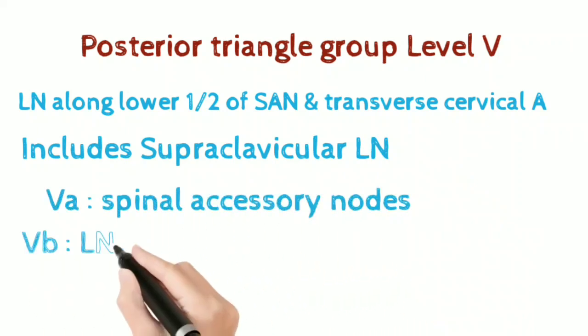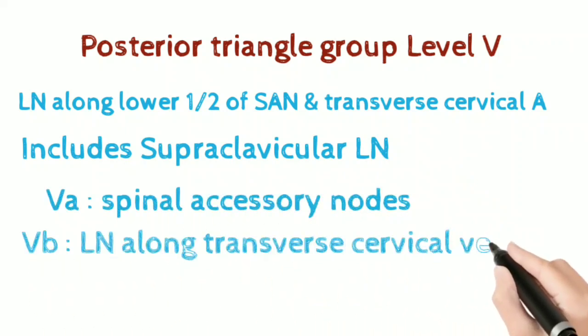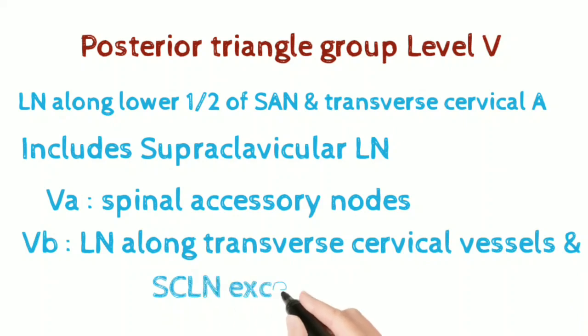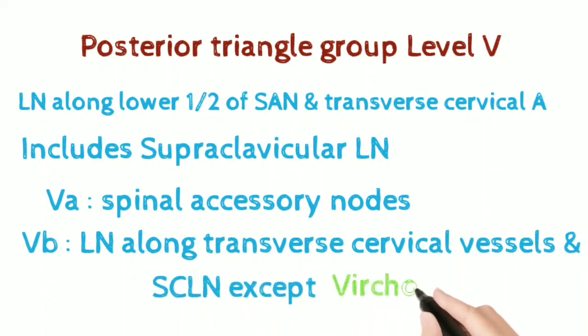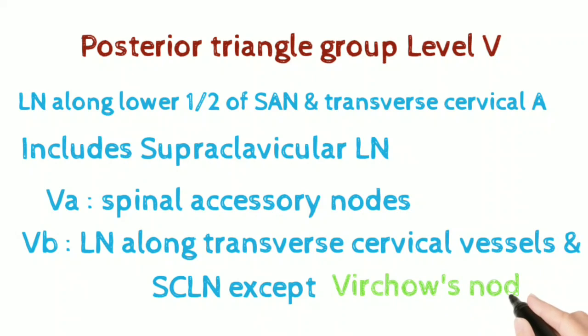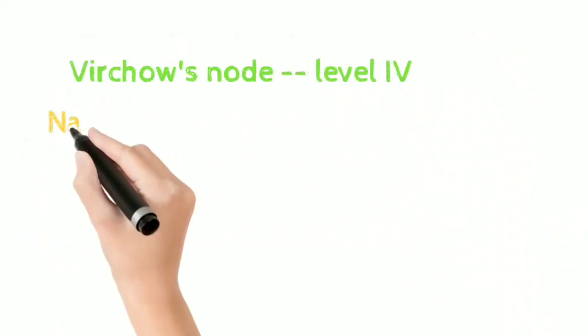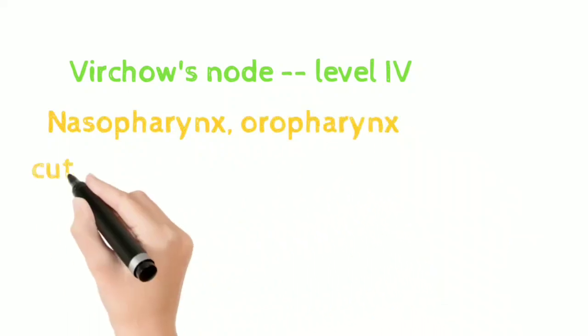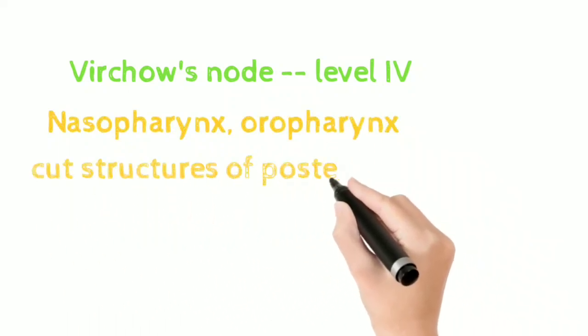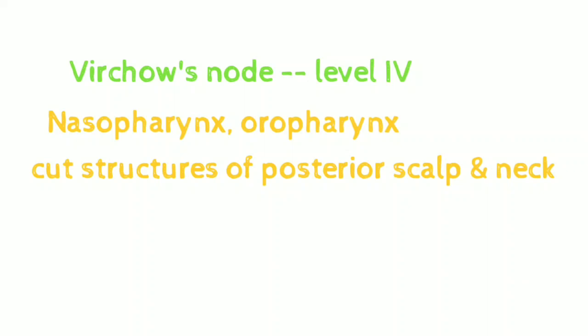Level 5A includes the spinal accessory nodes, and 5B includes the nodes along the transverse cervical vessels and the supraclavicular lymph nodes, but with the exception of the Virchow's node. Virchow's node is included in level 4. This level receives metastasis from the nasopharynx, oropharynx, and cutaneous structures of the posterior scalp and neck.